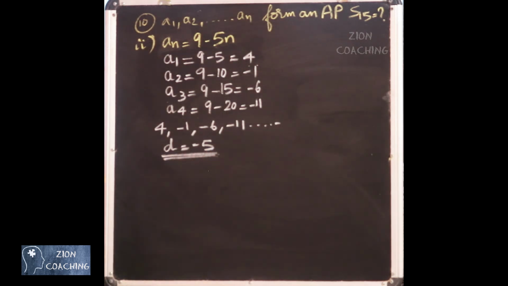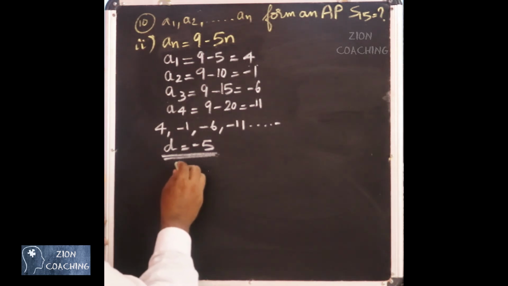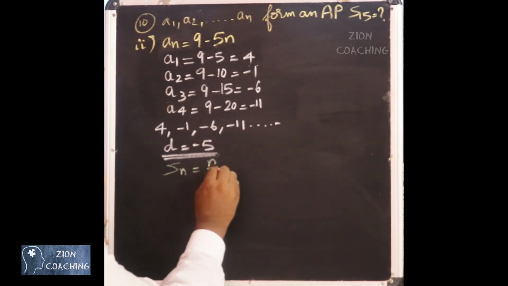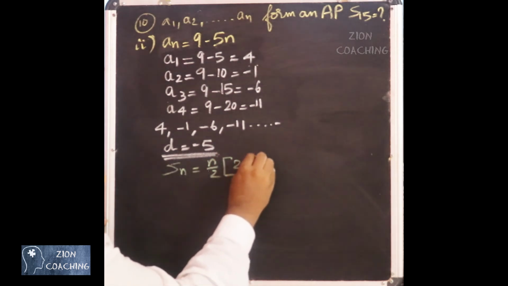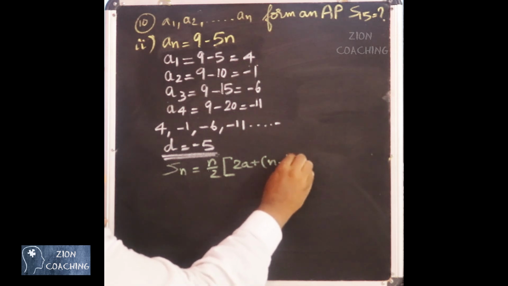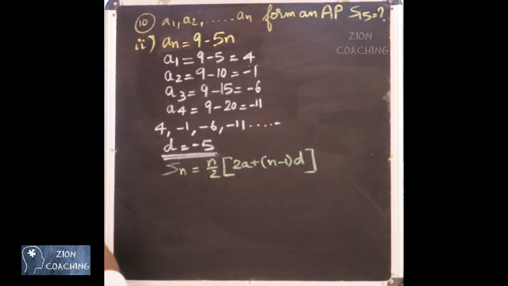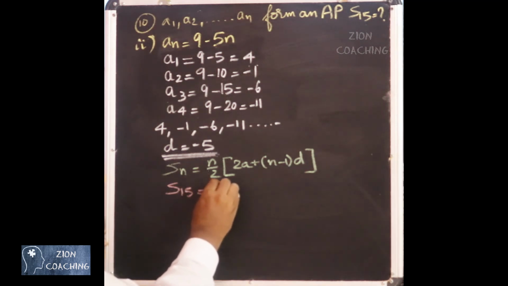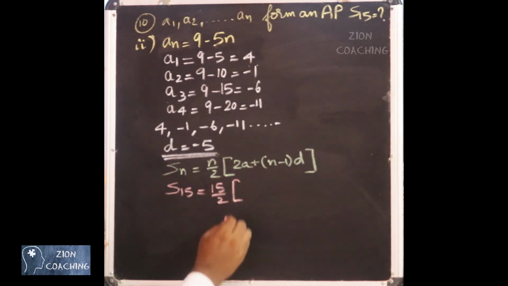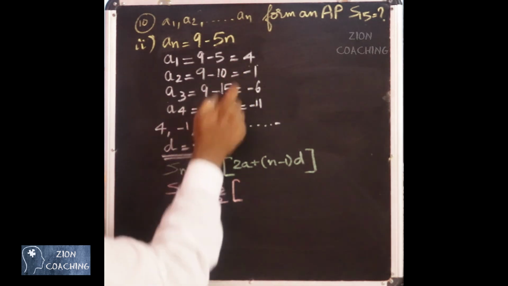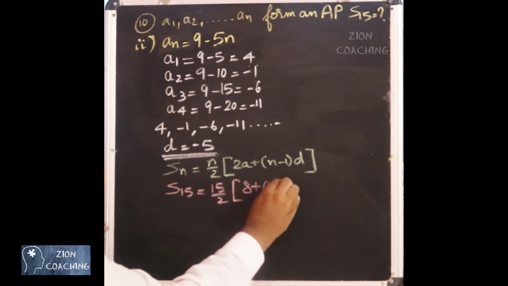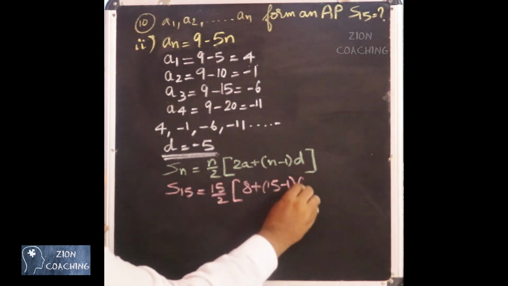Now we have our D value and A value. Using this, we are going to find the sum up to 15 terms. Formula for Sn is sum up to n terms is equal to n by 2 into 2a plus n minus 1 into d. We are going to find sum up to 15 terms, so it is going to be 15 by 2 into your a value. Your first term here is 4, so 2 into 4 is going to be 8 plus 15 minus 1 into your d value, that is minus 5.